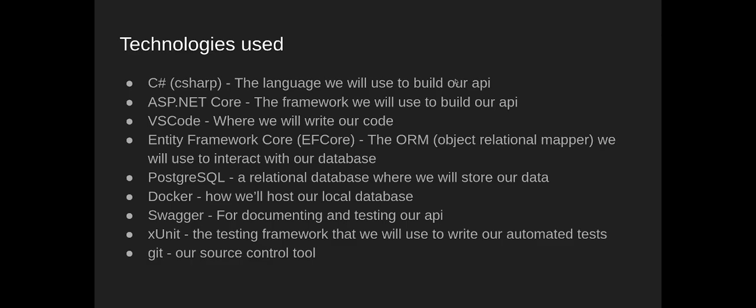So as far as technologies used, we're going to be using quite a few of them. C# is the language we'll be using to build our API. I've been using C# for a long time, 10, 15 years, somewhere in that area. It's one of my favorite languages to work with. I think it's a good choice for this course. We'll be using ASP.NET Core as the framework to build our API. It's written by Microsoft, it's pretty easy to use, but it's also highly configurable.